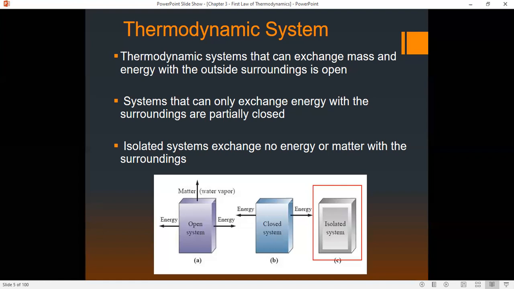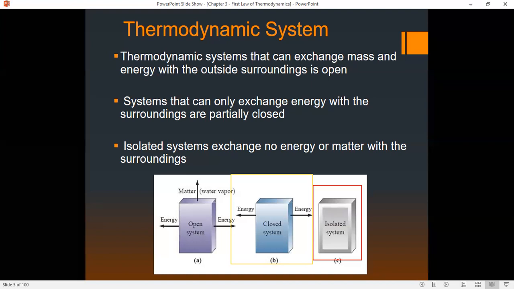The next level of system would be a system that is closed to the exchange of mass. It doesn't allow any mass in, it doesn't allow any mass out. This is a closed system, so mass will not enter, mass will not leave. But it does allow for the exchange of energy with the outside world, okay?